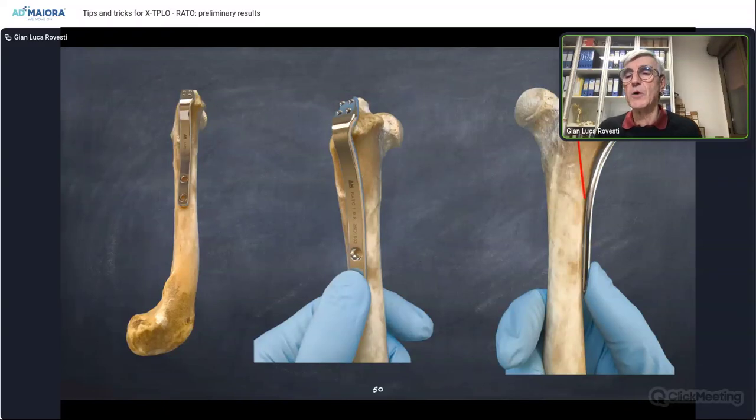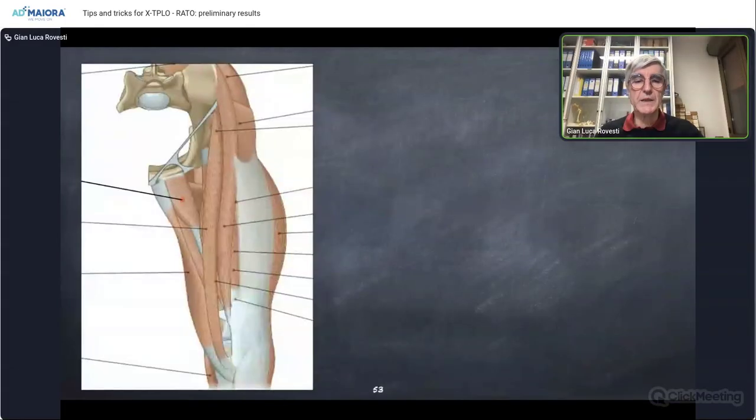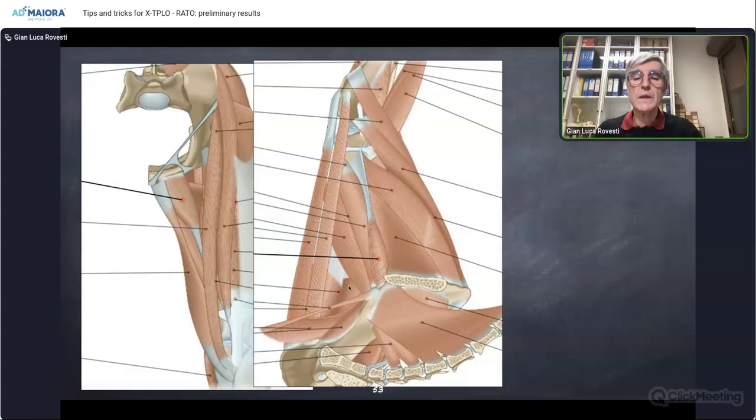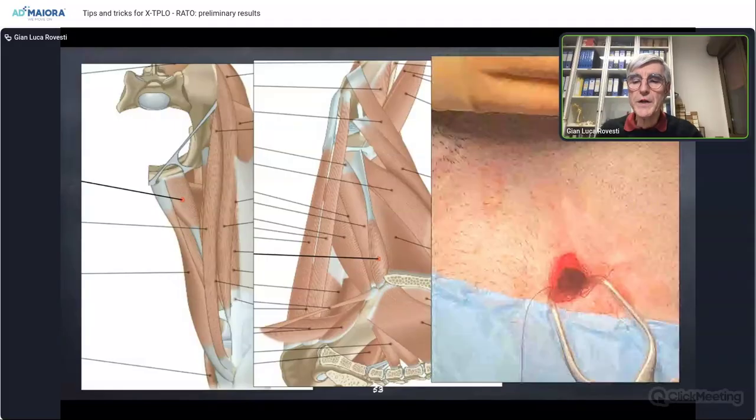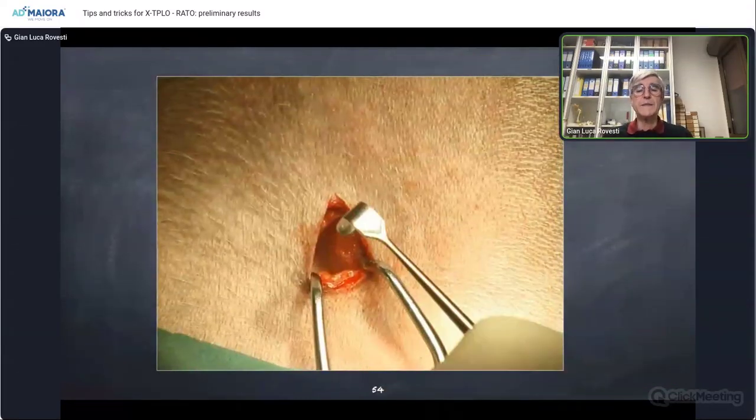Okay, so surgical procedure. I always start with the tenotomy of the pectineus muscle. We are not going to enter, for time reasons, into all the anatomy, but the pectineus muscle inserts with its tendon on the pectineal eminence of the pubis here. And we are going to cut it here on the pubis, okay? So the procedure is quite straightforward.